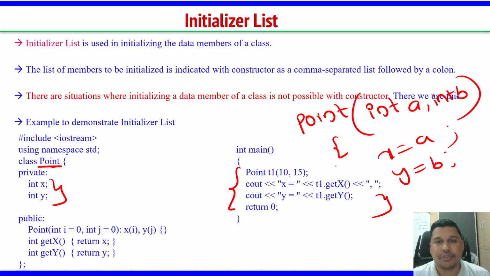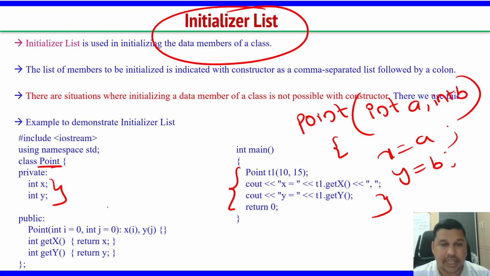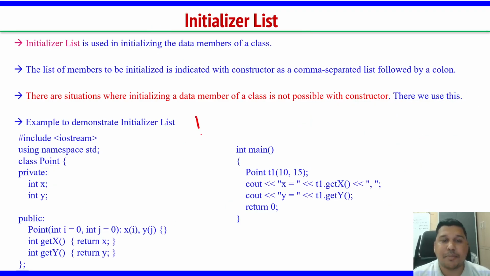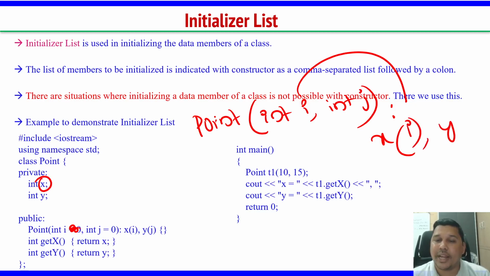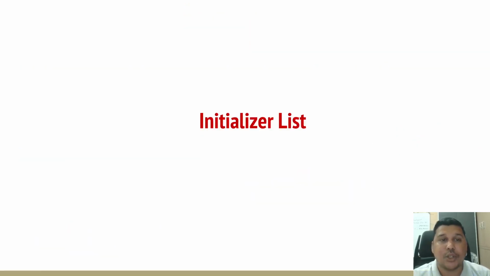This is possible. But to understand how the initializer list is also used for assigning values, here is an example. So how to write it? We are writing Point, and I'll write int i, comma, int j. I gave two variables. Put a colon, and what is the private variable name? x, with this i in brackets, comma, y with this j in brackets. Then open and close curly brackets. Okay, I will rewrite this and show you different ways.